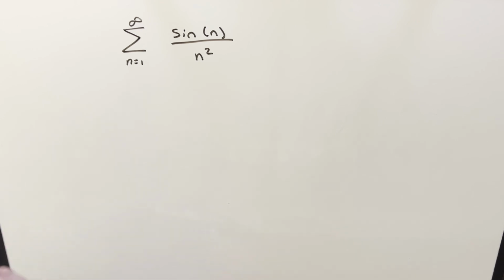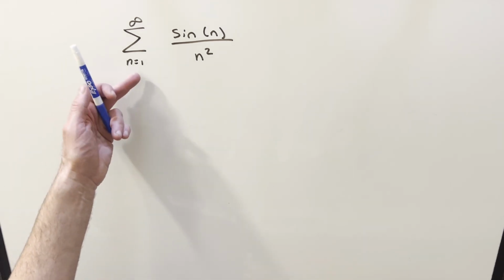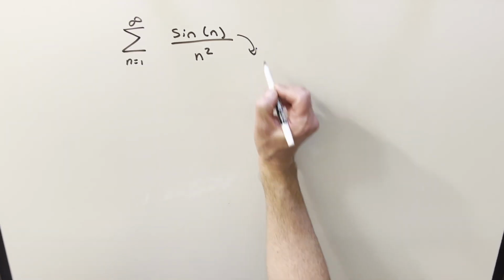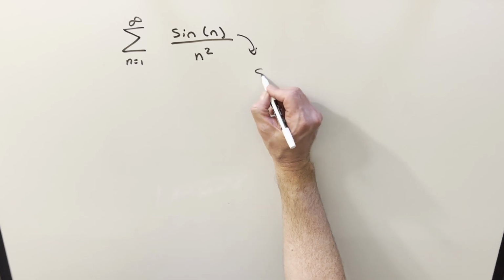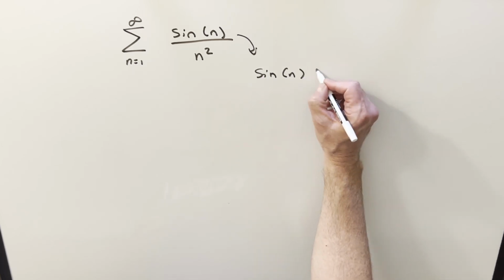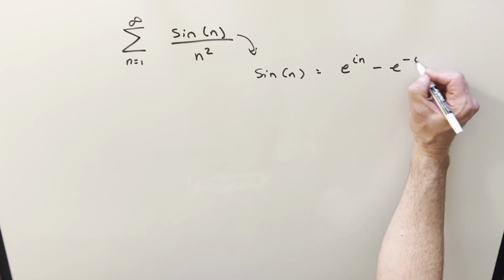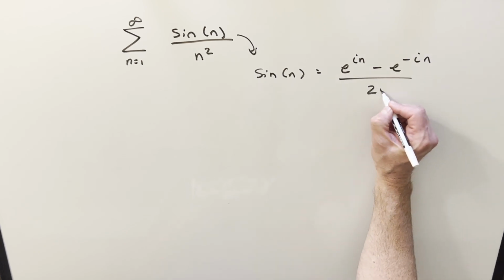That's pretty difficult just because of the nature of sine. Even sine of 1, I don't really know what that is. That's going to be in the first quadrant somewhere, but then sine of 2, what's that? It's really hard to deal with the actual values with the sine in it. But one interesting thing I can do is use the complex definition. For sine of n, I can write e to the i n minus e to the minus i n, over 2i.